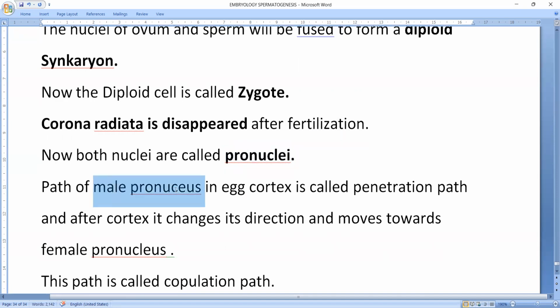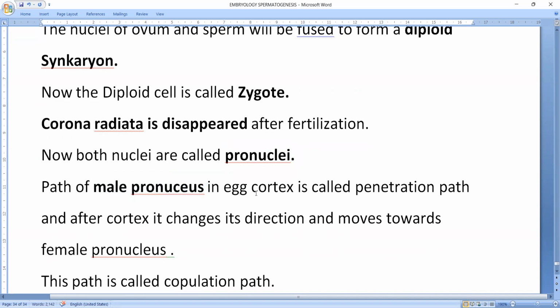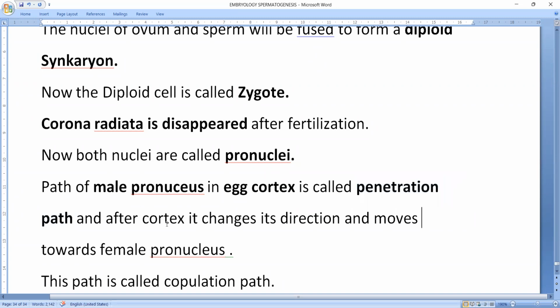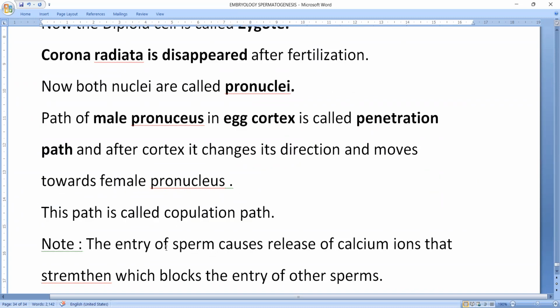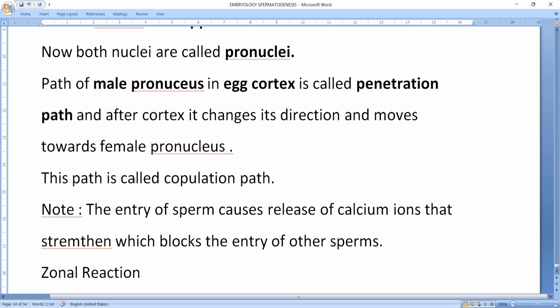పాత్ ఆఫ్ ప్రోన్యూక్లియస్ ఇన్ ఎగ్ కార్టెక్స్. ఎగ్ కార్టెక్స్ లో మేల్ ప్రోన్యూక్లియస్ యొక్క వే పాత్, అది మూమెంట్ అయిన ఆ పాత్ ని మనము పెనిట్రేషన్ పాత్ అని పిలుస్తాం. And after cortex, it changes its direction and moves towards the female pronucleus. Okay, local cortex దాటినాక the direction changes కొని female pronucleus వైపు male pronucleus అనేది వెళ్తుంది. So this path is called copulation path. ఈ రెండో path ని మనం copulation path అంటాం.